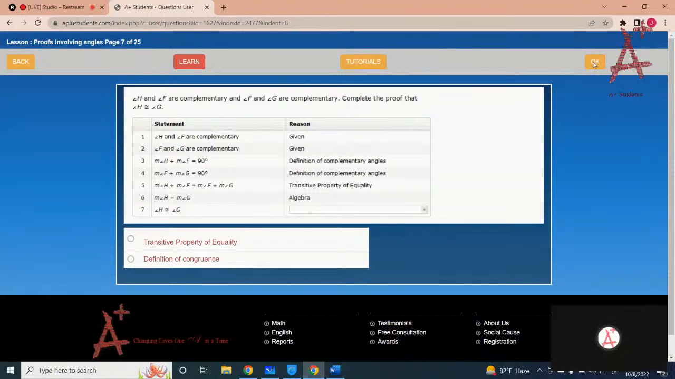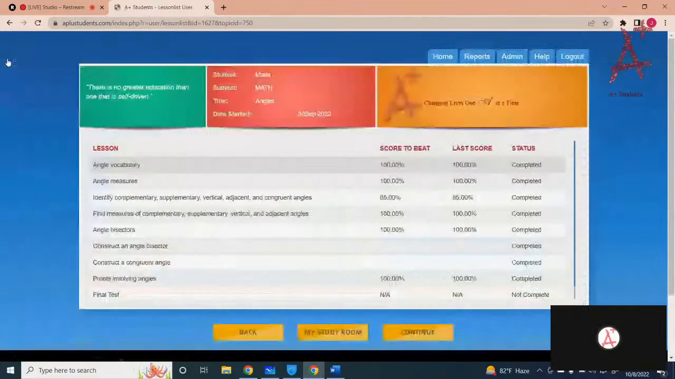Final test of the topic. So we have to start with the final test of this chapter. So let's start with the final test.